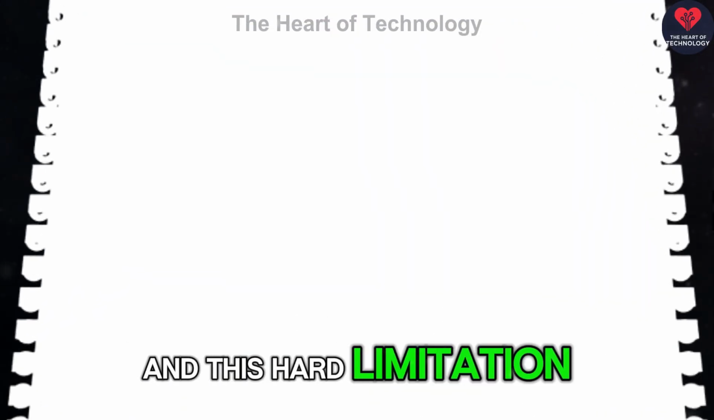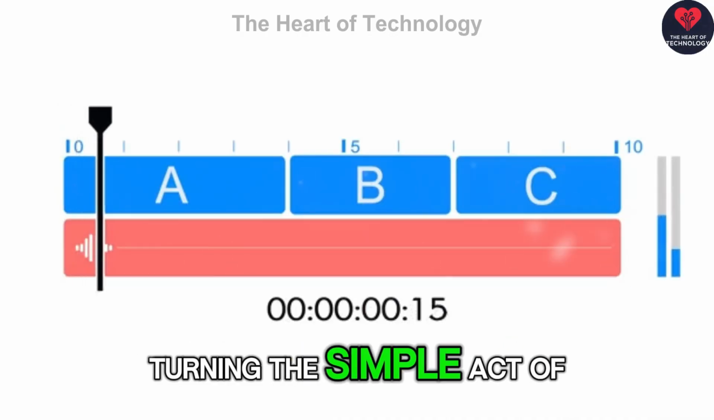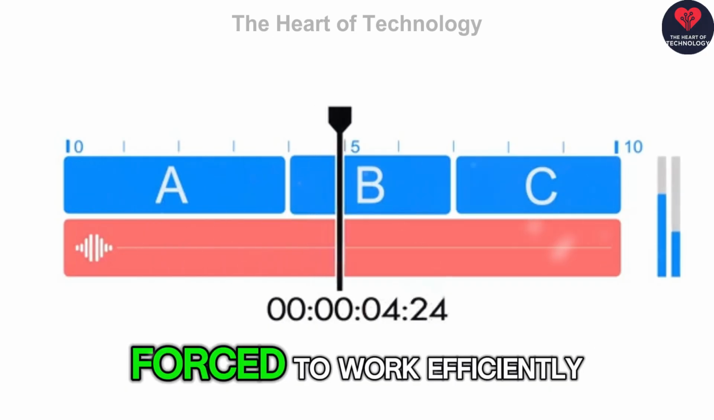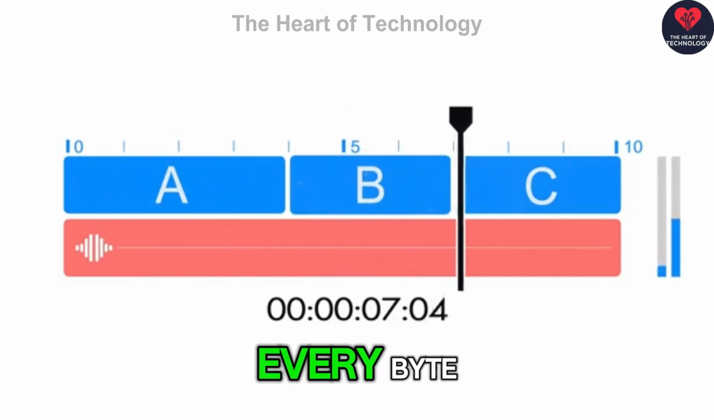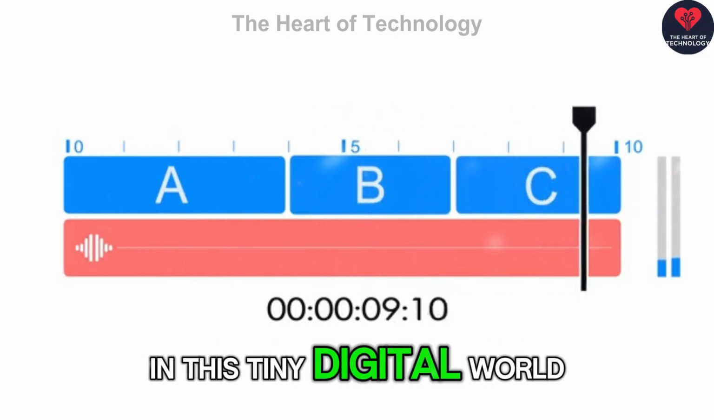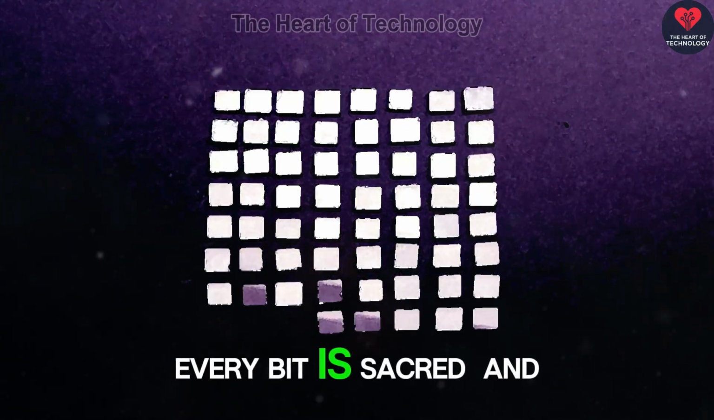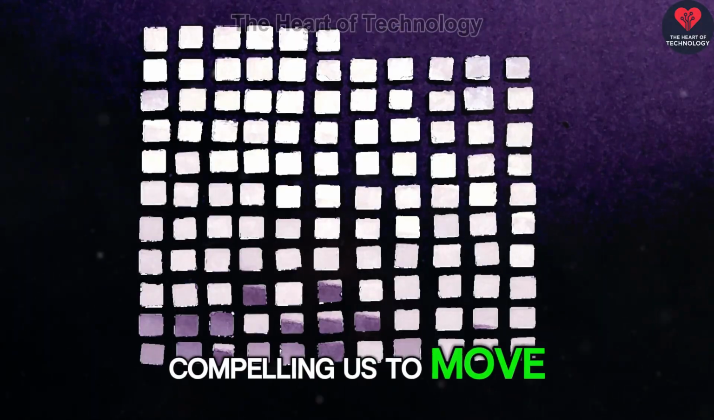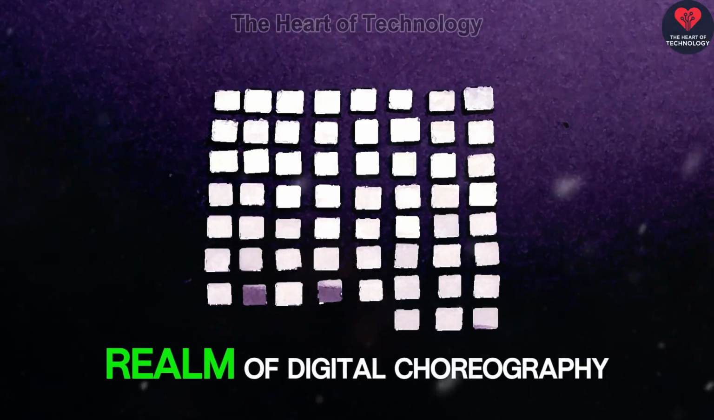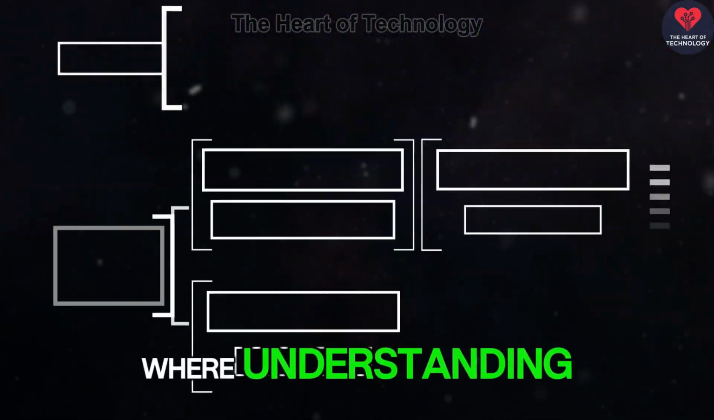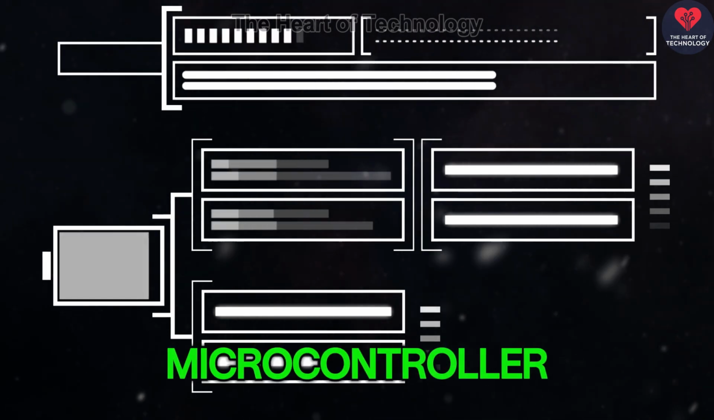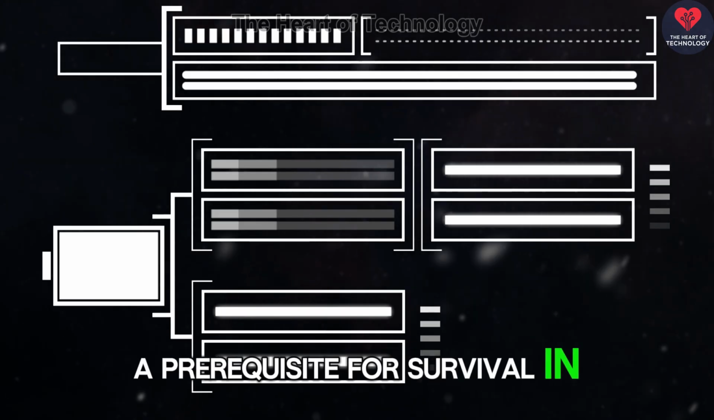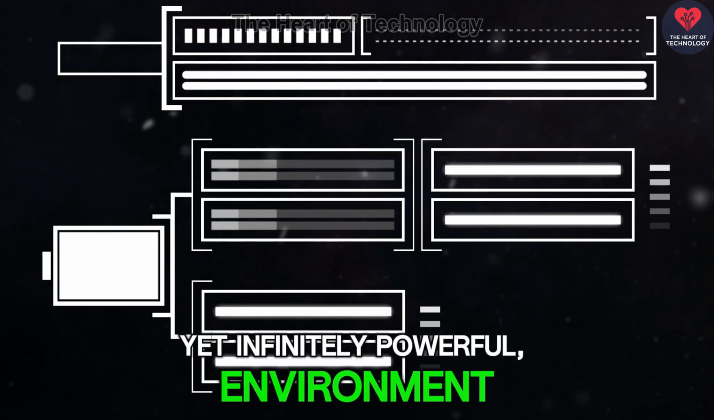And this hard limitation fundamentally alters the game, turning the simple act of coding into a high-stakes, hyper-efficient exercise where we are forced to work efficiently and make the most of every byte available, because in this tiny digital world, every byte matters, every bit is sacred, and every wasted memory address is a failure of design, compelling us to move beyond mere programming and into the realm of digital choreography, where understanding the internal memory layout of a microcontroller becomes not just helpful, but essential, a prerequisite for survival in this constrained yet infinitely powerful environment.